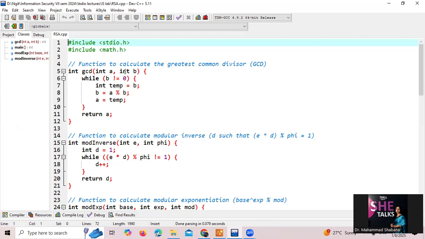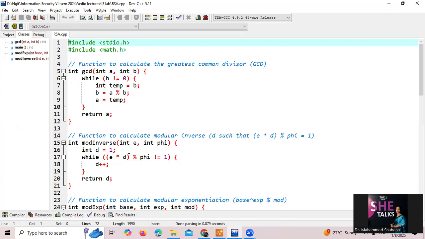This is a function which is used for the greatest common divisor, GCD. Its purpose is to calculate the GCD of two numbers using the Euclidean algorithm. Keep replacing A with B and B with A mod B. When B is equal to 0, A holds the GCD.